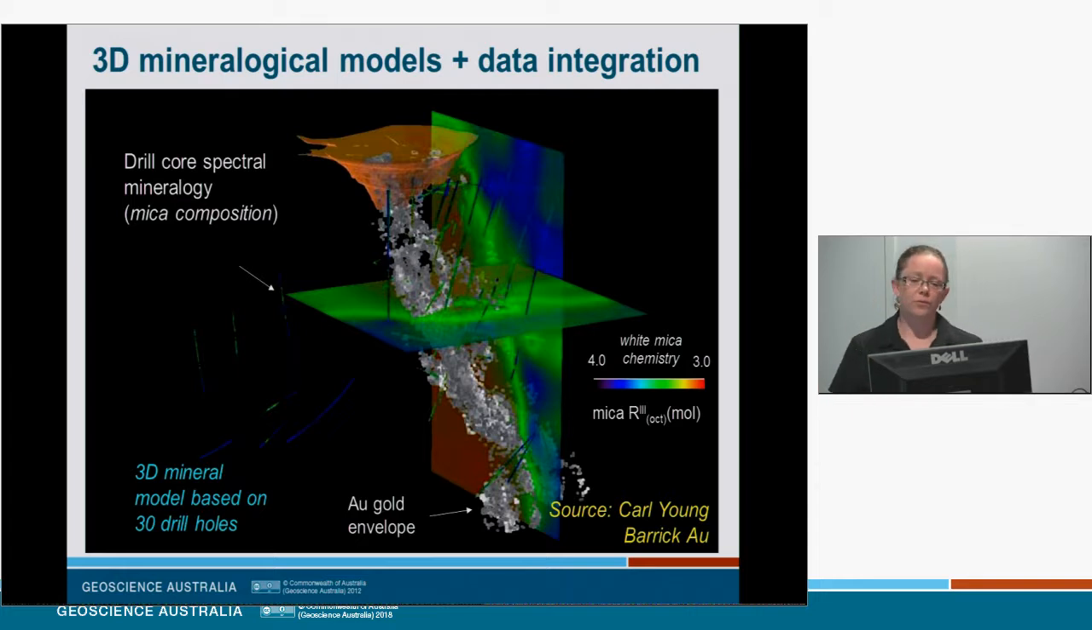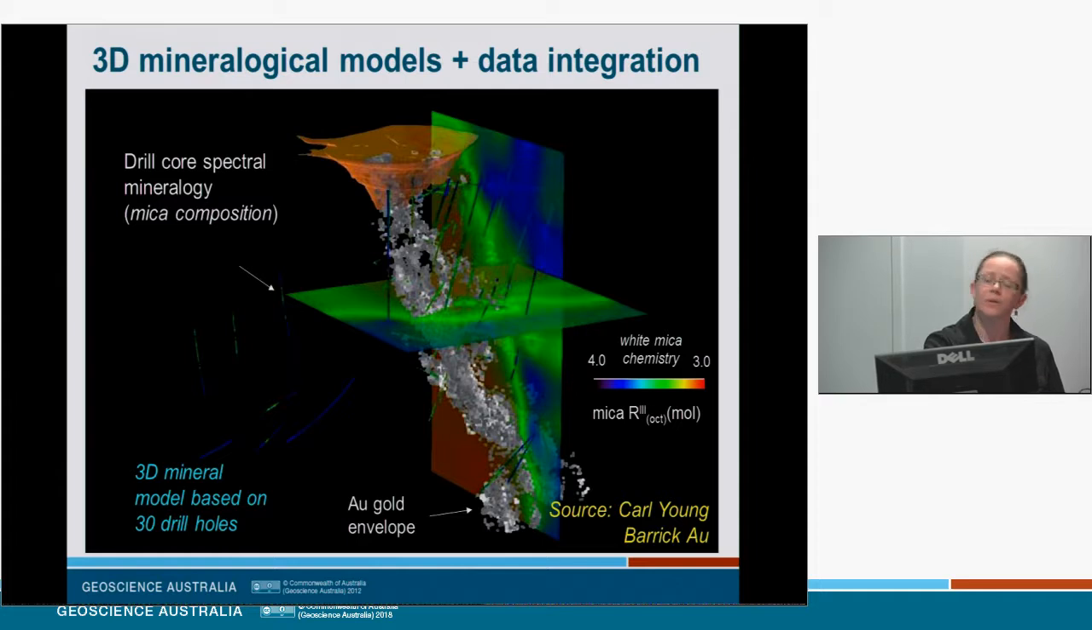And so what can we do with this? Well, once we start looking at things like HyLogger data, you can go into the 3D, you can use your ASTER and your HyMap for a surface layer, and then you can get your 3D spectral information. So here's an example by Carl Young from Barrick Gold, where he's modelled the gold envelope in grey here, and it's a little bit hard to see the blue on black, but the blues and greens through here are all the HyLogged holes that they have through this area.